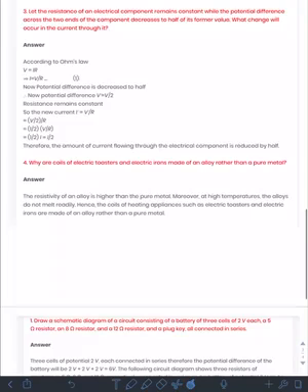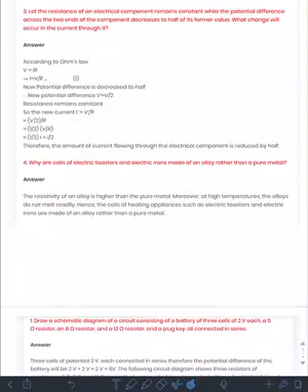Next question. The resistance of an electrical component remains constant while the potential difference across the two ends of the component decreases to half of its former value. What change will occur in the current through it? I'm going to solve this problem. According to Ohm's law, we know that potential difference V is equal to I times R. That means I is equal to V upon R. What is R? R is nothing but the resistance.